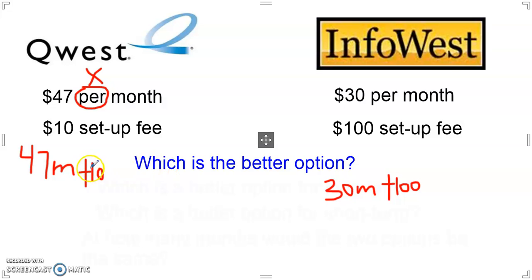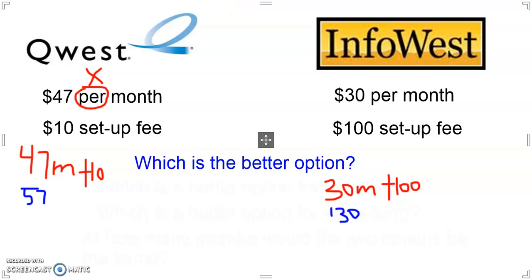So if we are going to just have the internet for 1 month, we've got 47 times 1 is 47. Then you add 10. So that gives us $57 if we're going to just use it for 1 month. So over here, if we're doing 1 month, we'll do 30 times 1 is 30. And then don't forget your $100 setup fee. So 100 plus 30 is 130. So if you're doing internet for a month, it looks like Quest is going to be the cheaper option.